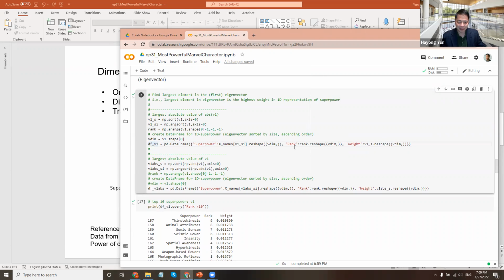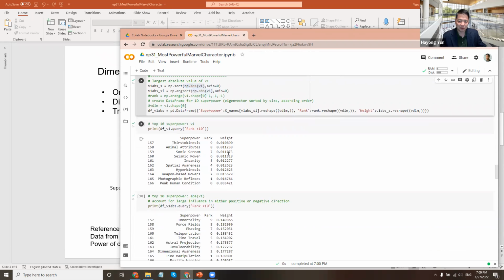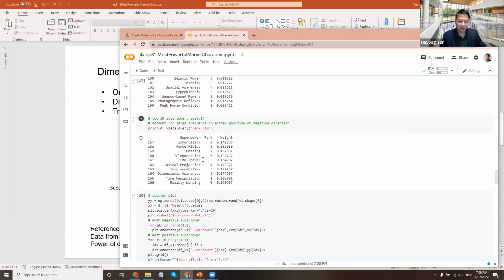I put the superpower name, the rank, and the value of that eigenvector, meaning the weight multiplied on that particular superpower. And I can do the same thing to the absolute value of V1, and this is probably more meaningful. So we do this. The top 10 ones are here. For the signed one, I don't know what's here, but for the absolute value ones, we see reality warping, time manipulation, dimensional awareness, time travel. Many things relate to time, and teleportation seems to be related to time here. Okay.